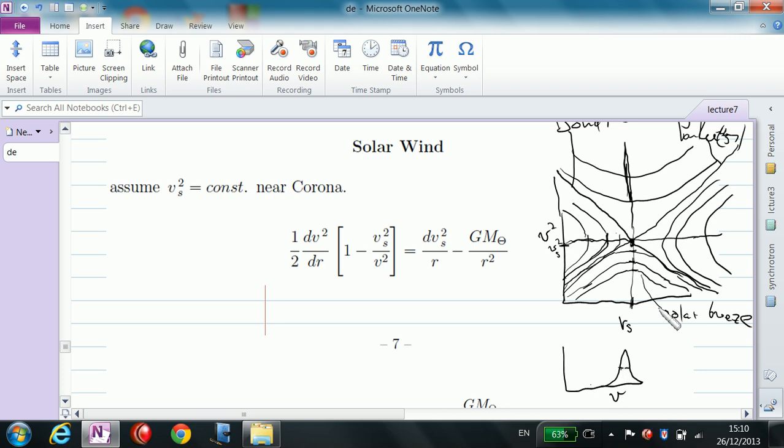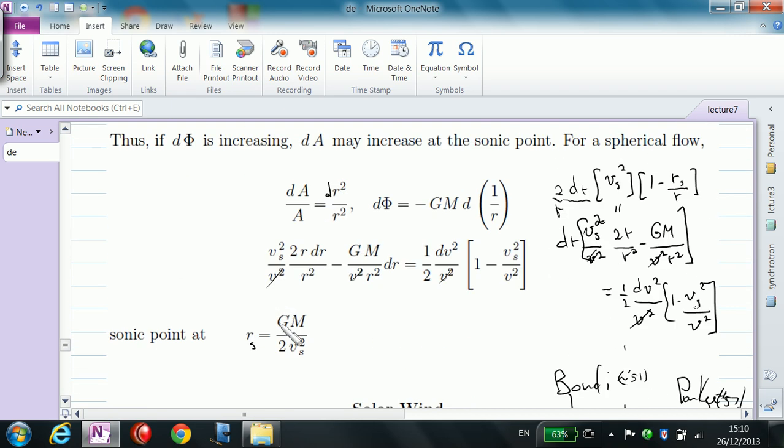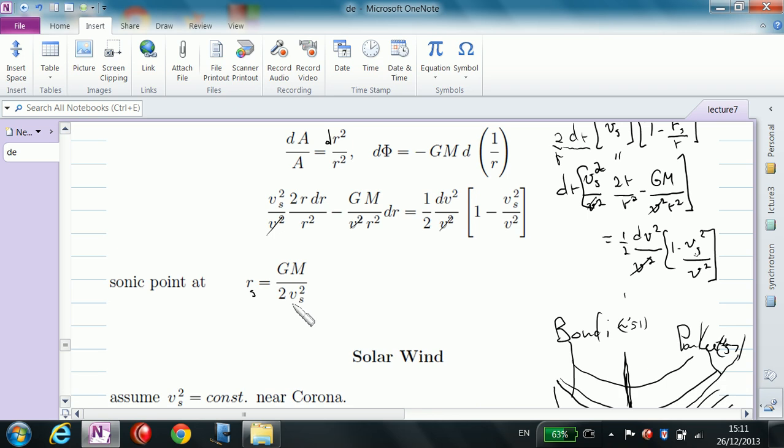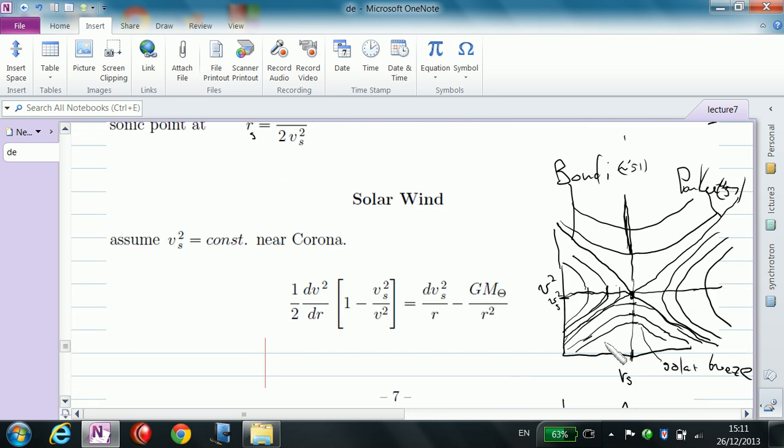Oh, this is RG. It's the point at which an object going at the sound speed would be at the escape velocity from the sun. So in the case of the solar wind, it's like 2 solar radii. It's fairly close to the sun, and that's the scale here. Everything has to be decided within about 10 to the 11th centimeters of the sun.